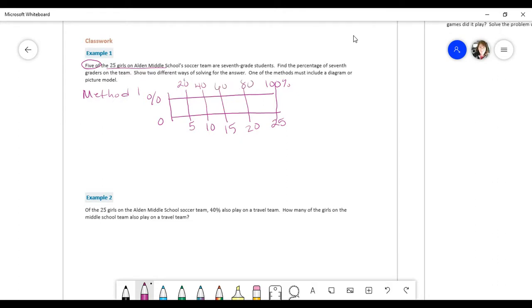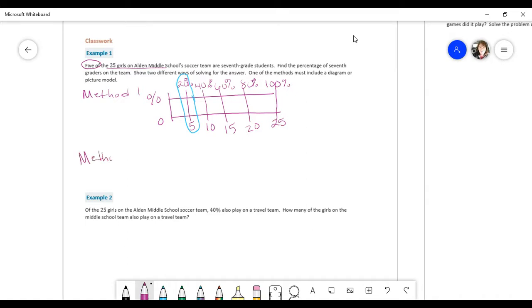So there's my percents. Probably should have put those on there. And as I take a look at my 5 players that are girls, it is 20%. Okay, 20%.